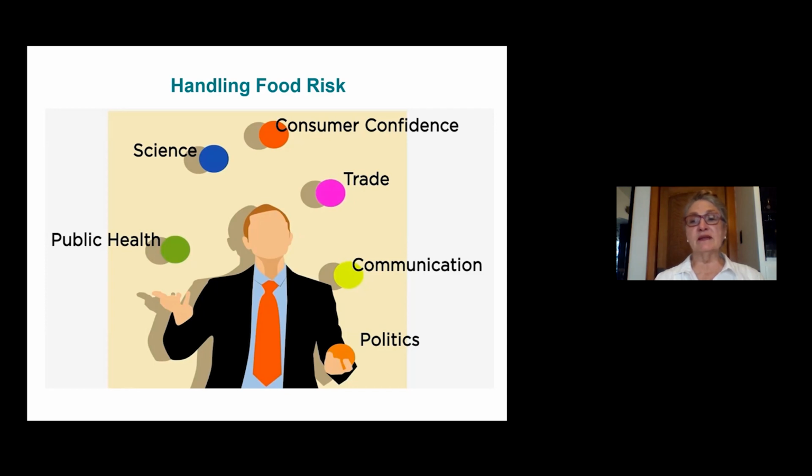Politics determines a lot of what is allowed within a country. It puts together our food standards. It puts together our food safety authorities, and it helps promote trade within your country. So when we talk about handling food risk, all these things are very important.